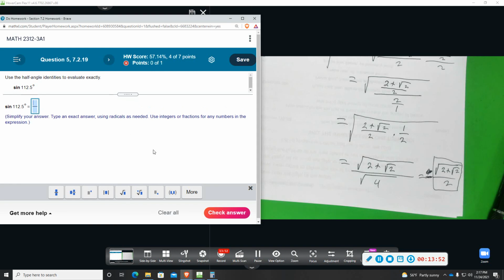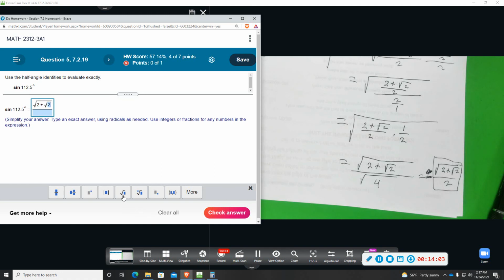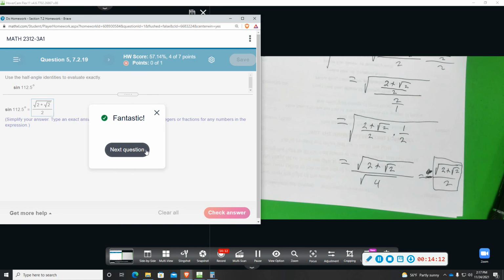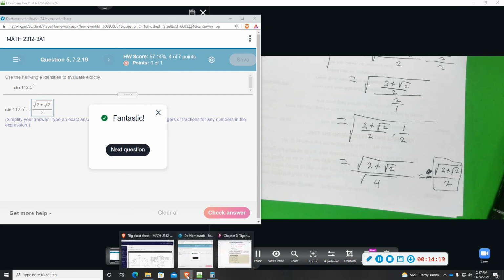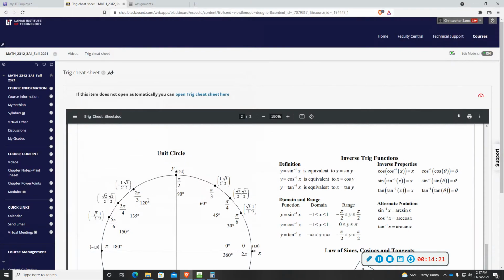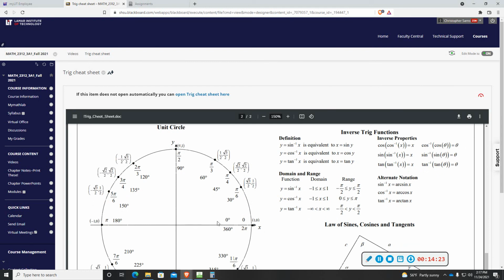We're going to do square root of 2 plus another square root of 2, and that is over 2. That looks weird. And that's what we get. So go based off of the angle that they give you. Wherever that angle is, that is the quadrant that you're in. And based on the quadrant that you're in, you will know if your value is positive or negative.